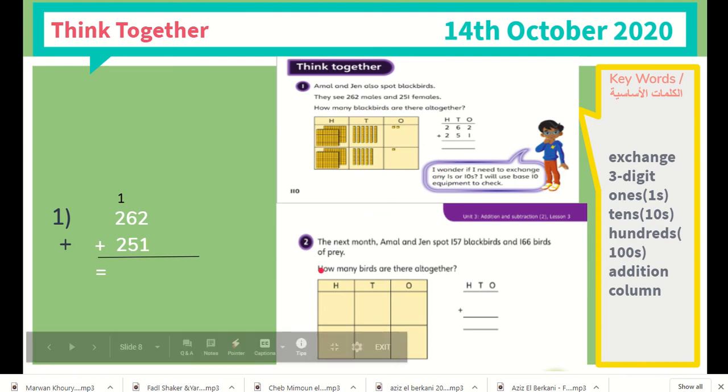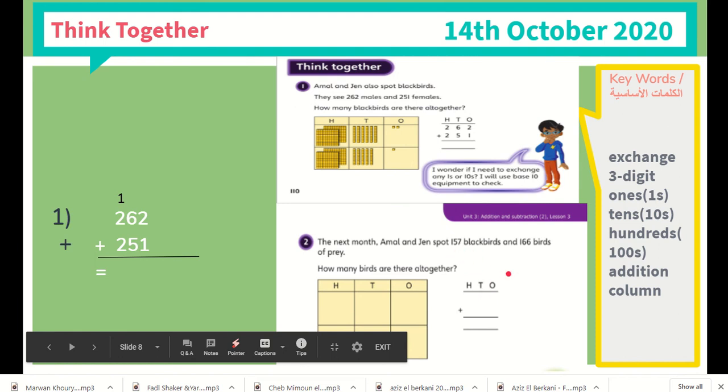Now, you can do question number 2. The next month, Amal and Jan spot 157 blackbirds and 166 birds of prey. So the question is, how many birds are there altogether? It's so easy. You have a place value grid here. You can draw it on a jotting down notebook or on your whiteboard. And you can also use a column method and do your calculation.